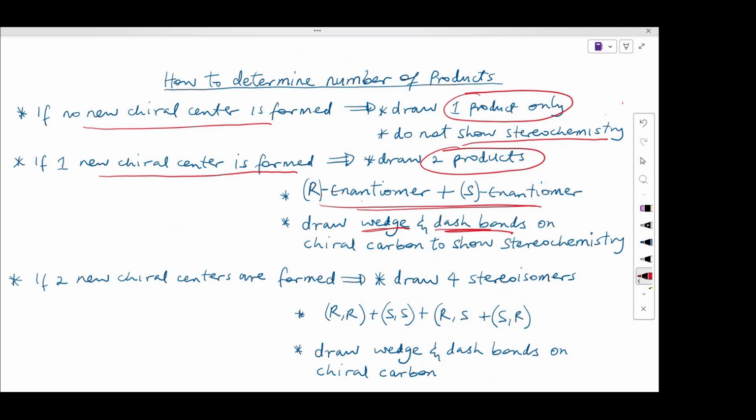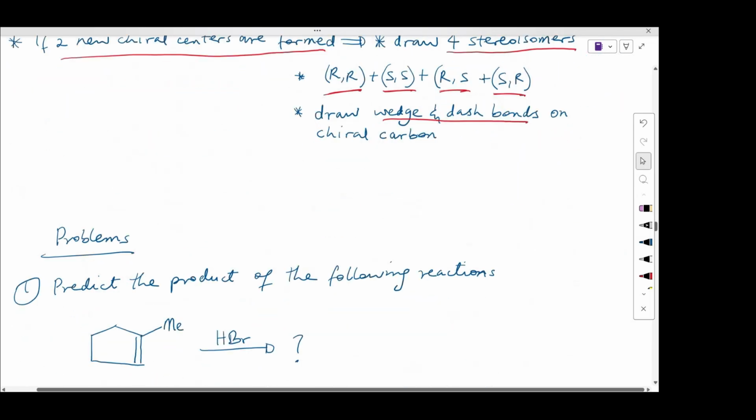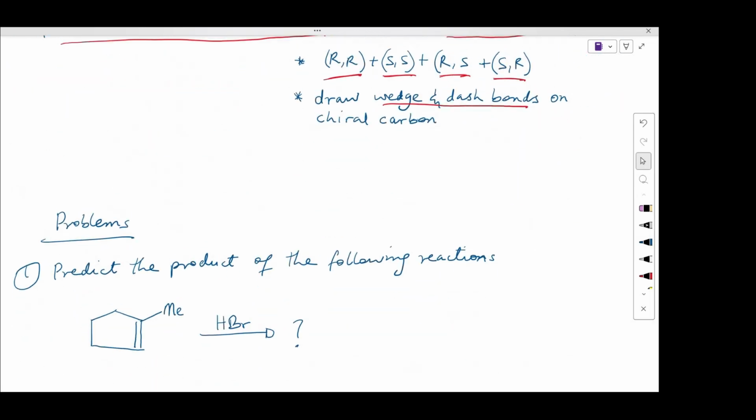But if we form two new chiral centers in our product, then we may have up to 4 stereoisomeric products, RR, SS, RS, and SR. In order to show stereochemistry on the chiral carbons, we have to draw wedge and dash bonds on those carbons. Now let's solve some problems. This question asks us to predict the product of this reaction.